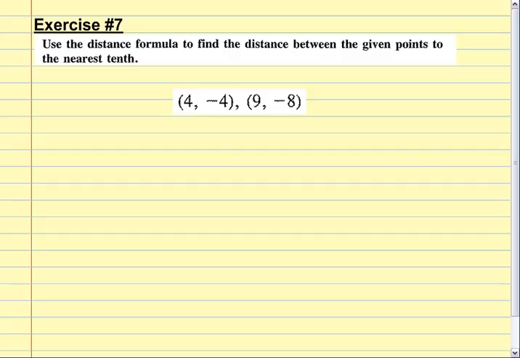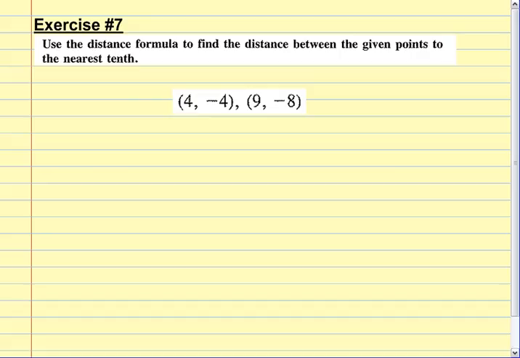All right, exercise number 7. It says use the distance formula to find the distance between the given points to the nearest tenth. Now listen, I showed you when we were going over this that this is really just the Pythagorean theorem.